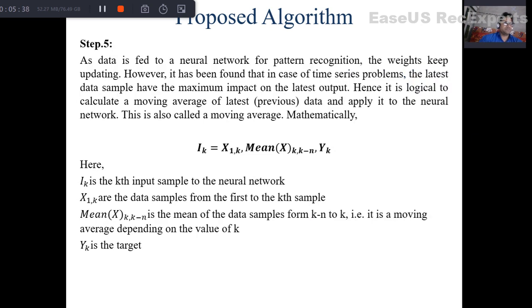Step number 5, this is a very important slide of the proposed algorithm. We calculate the moving average of the latest data and apply it to the neural network. The last 5 years of data is very big and exhausting, but the last 6 months of data is very important for predictions, so I separately calculated it. This moving average gives the idea of recent trends about the share price.